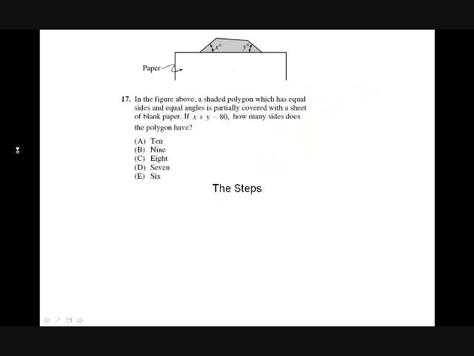Moving on to number 17. In the figure above, a shaded polygon which has equal sides and equal angles is partially covered with a sheet of blank paper. If x plus y is equal to 80, how many sides does the polygon have? All right, let's take a look at the steps. The sum of polygon angles equal 360 degrees. So we know that the sum of all the angles within this polygon has to equal 360 degrees.